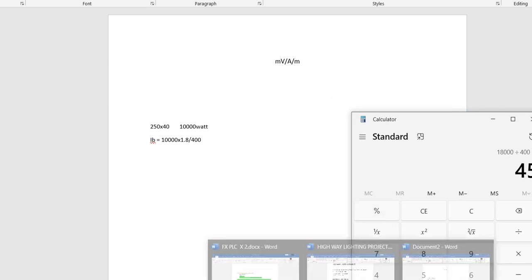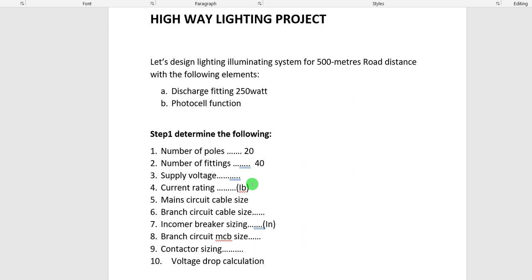Okay, so come back to your design page. Now, my supply voltage, we have agreed that you're going to use 400 volts. You know the circumstances surrounding using 400 volts. Then our current rating, we have also resolved that it is 45 amps, by the calculation we just did. Now the main circuit cable sizing. How do we know the cable that can carry this particular current IB? How do we know the cable size that can carry this at a considerable distance of 500 meters?